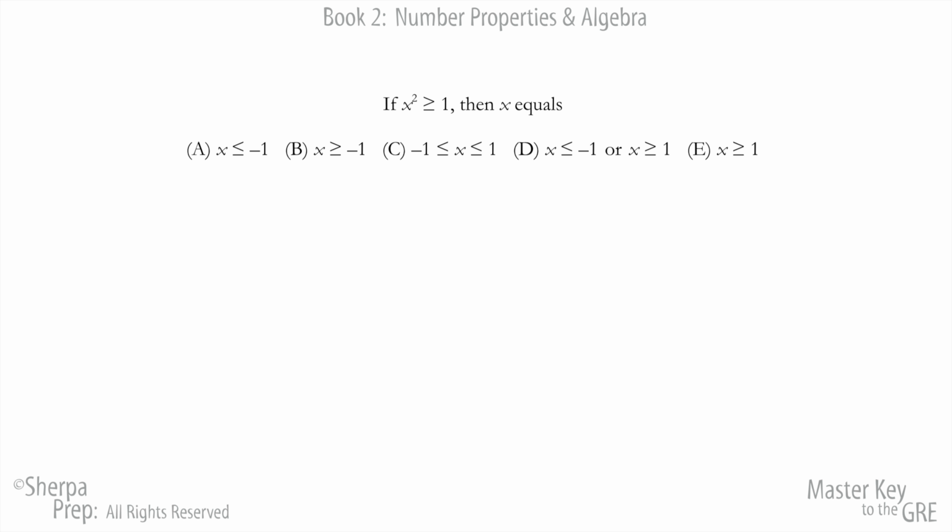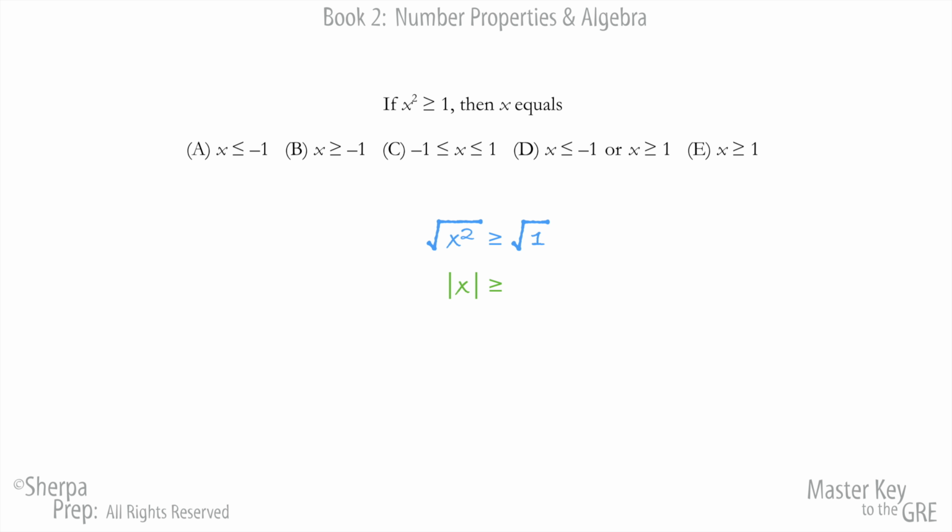We've been told that x squared is greater than or equal to 1, and we want to know, what does x equal? Well, to start, let's simplify our inequality by taking the square root of both sides. Now, when we take the square root of a square, they don't actually cancel one another out. What they do is they leave the absolute value behind. So when we simplify the left side, we get the absolute value of x.